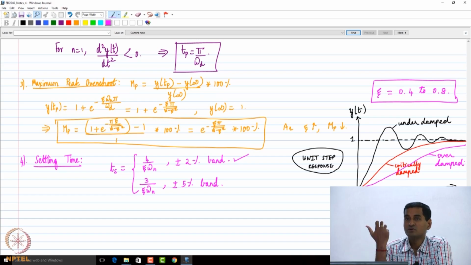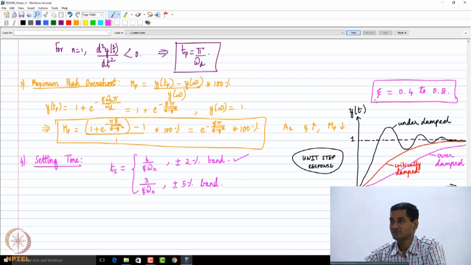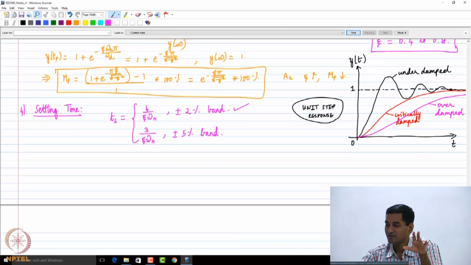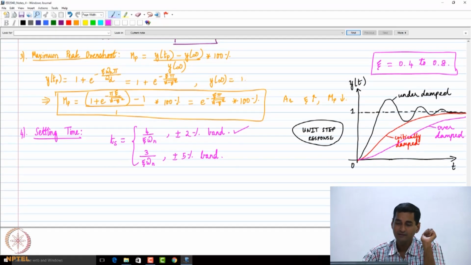As I told you, by and large, as control designers, we design underdamped systems with damping ratios between 0.4 and 0.8. Once again, there can always be exceptions. I told you one exception. That's just a rule of thumb. There is no hard and fast rule that this is the only way to design control systems.